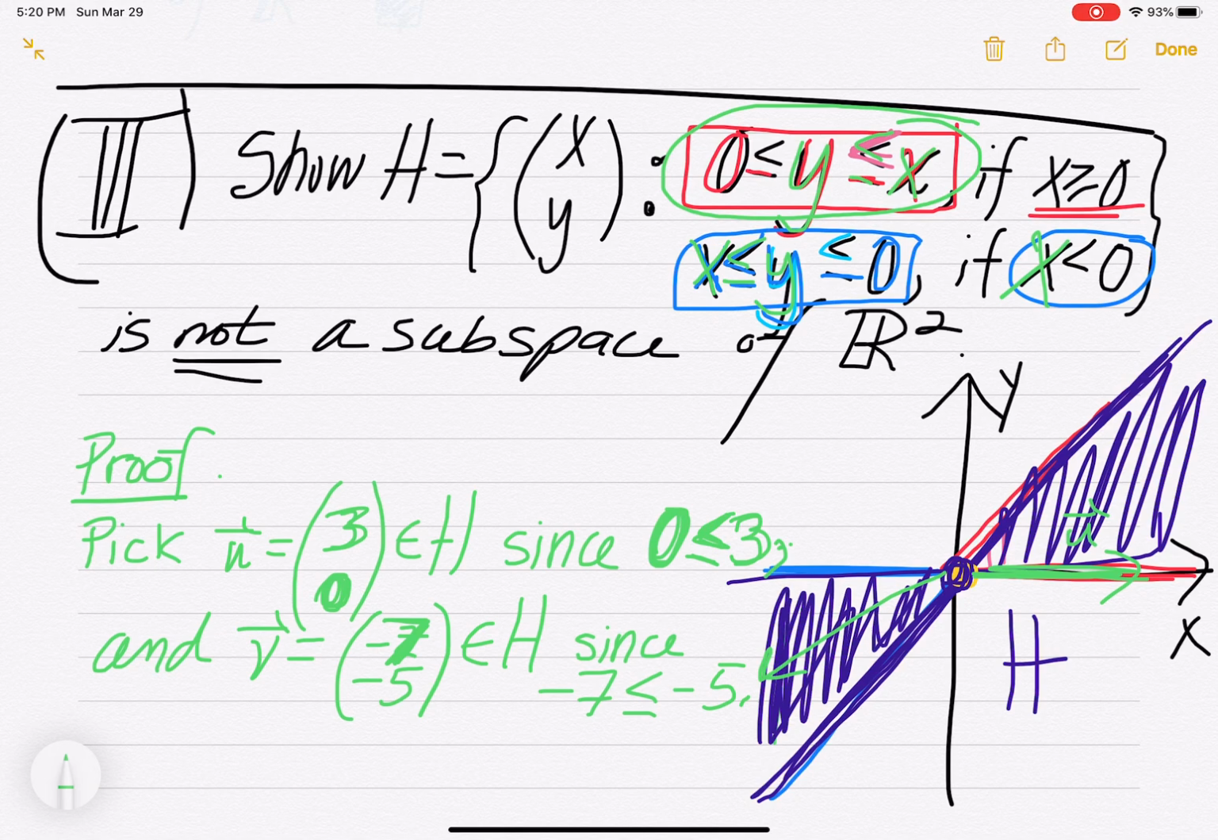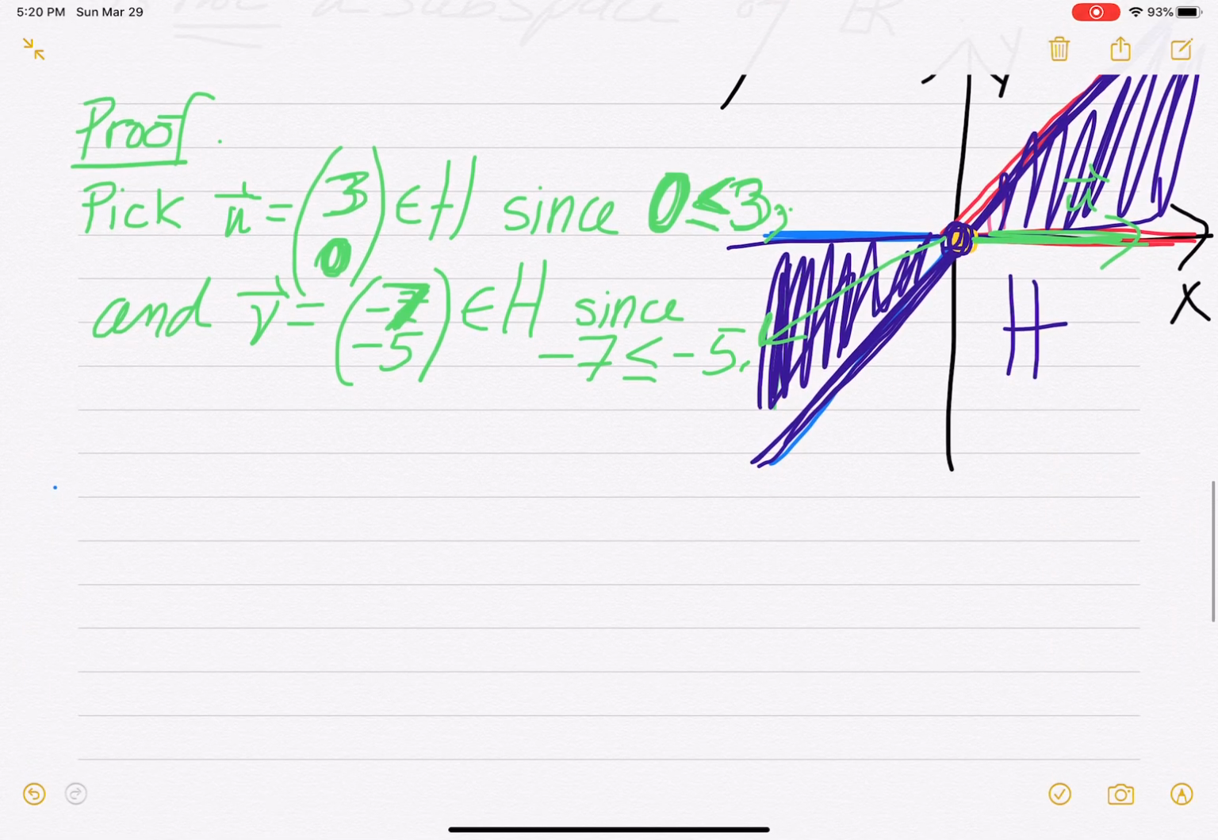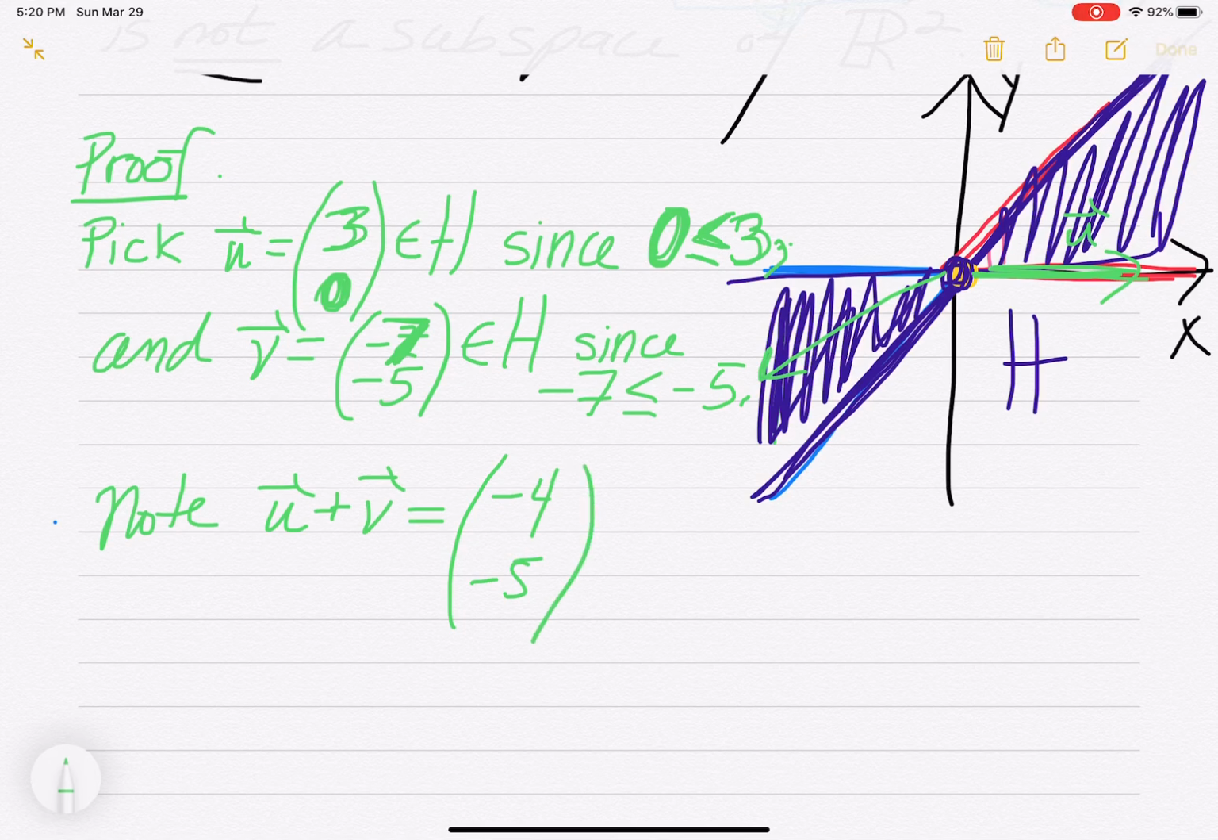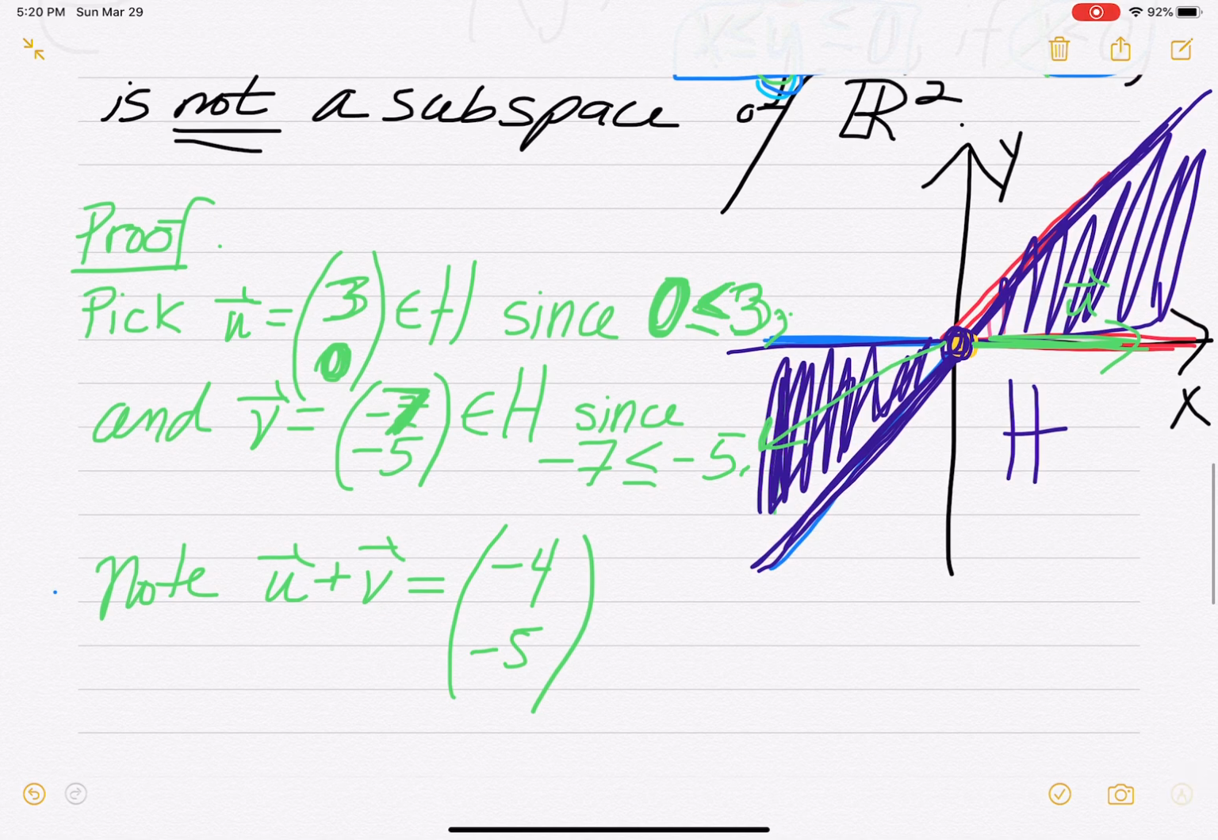Now, let's add those two vectors together, u plus v. What happens when I add them together? I get 3 plus -7 is -4, and 0 plus -5 is -5. So note that this vector is not an element of H. How do we know that this is not in H?